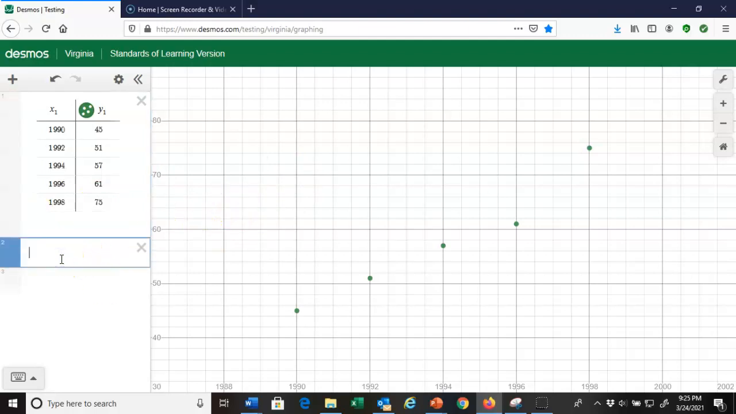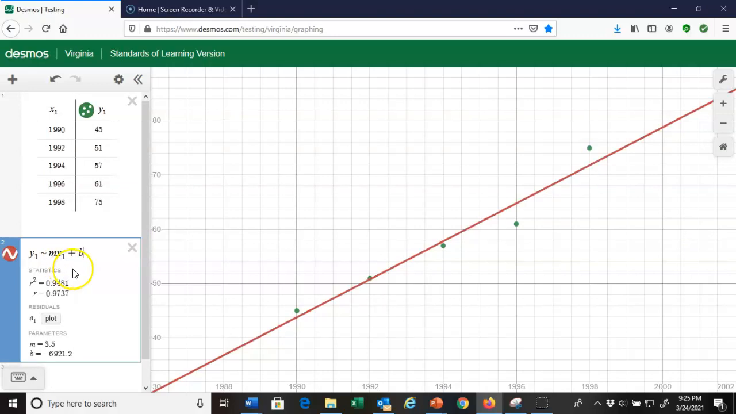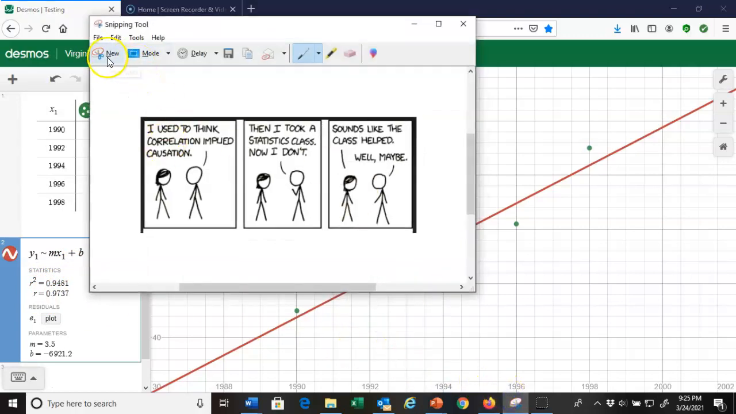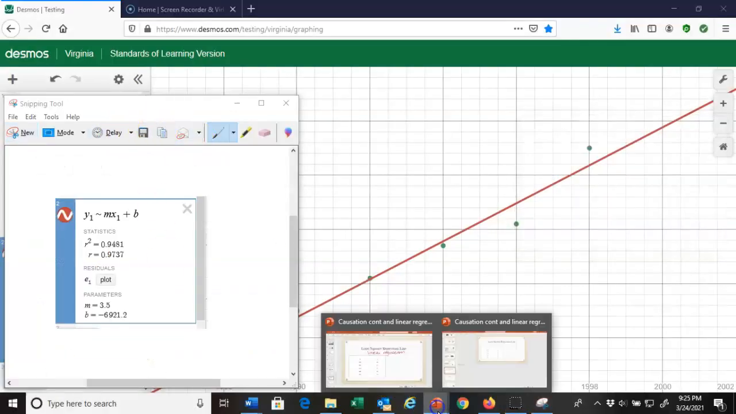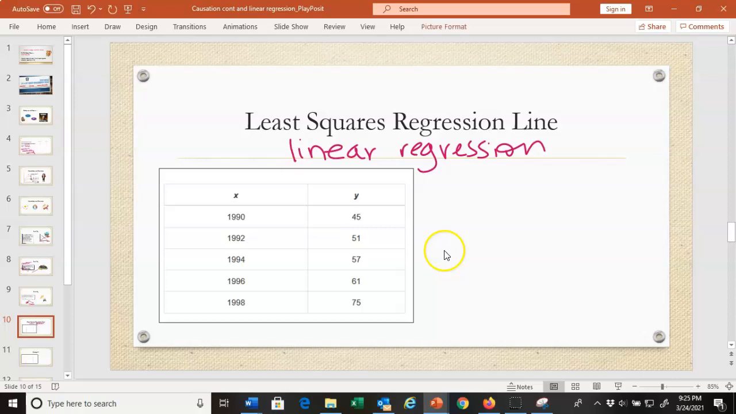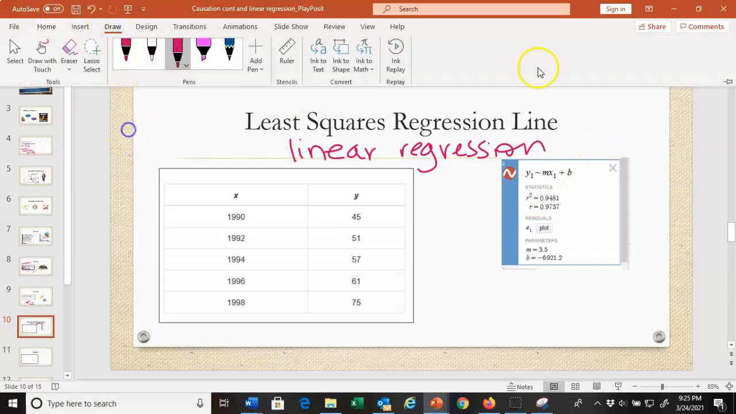And we're going to find our least squares regression line or our linear regression line, y1 approximately mx1 plus b. Now usually we say, okay, what's the r value? And we stop there. This time we're going to get some more information. So I'm actually going to take a snip of all this so we can bring it back with us to our notes here. So check out everything that the calculator gave us, and let's talk about it.